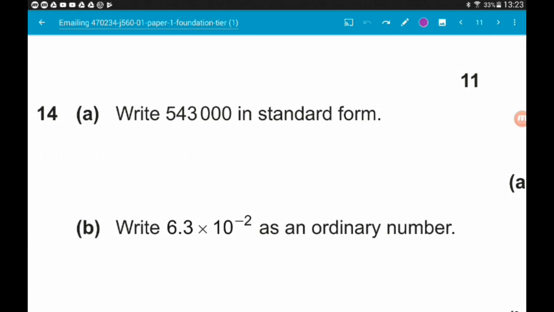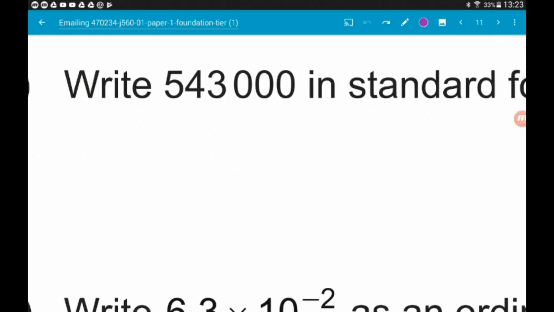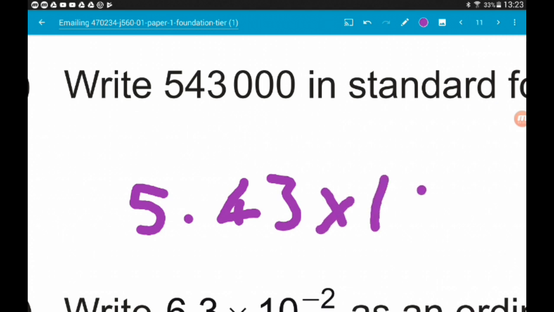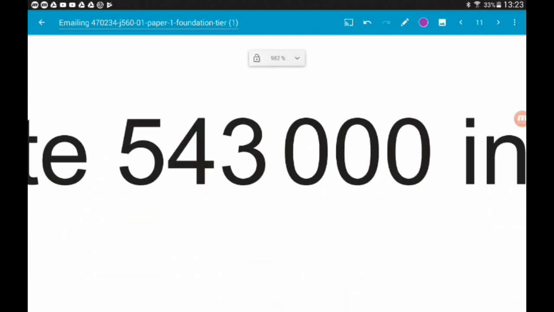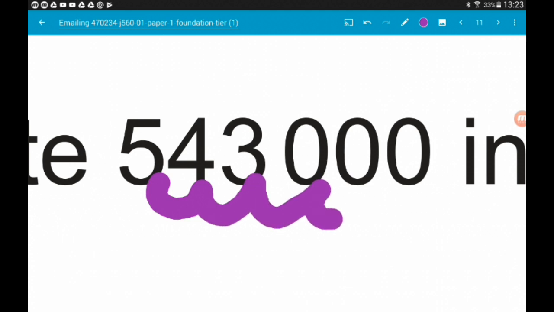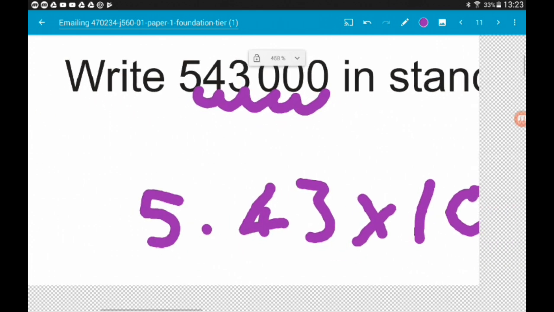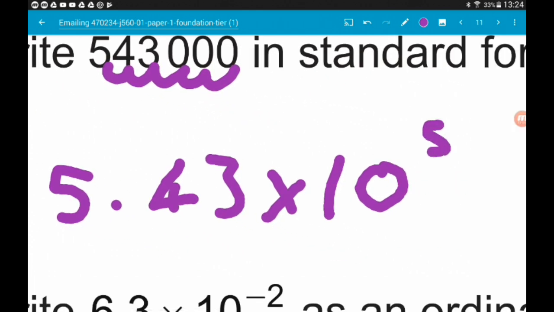Okay, question 14. So for part A, we want to write 543,000 in standard form. So remember, standard form is always a single digit. So here it's going to be 5 point anything after the decimal. So here we're going to want 4, 3, and then it's times 10 to a certain power. To work out this power, we want to know how many places the decimal point would need to move to the right to get us back to 543,000. So we're going to go 1, 2, 3, 4, 5. So it's 5.43 times 10 to the power of 5.